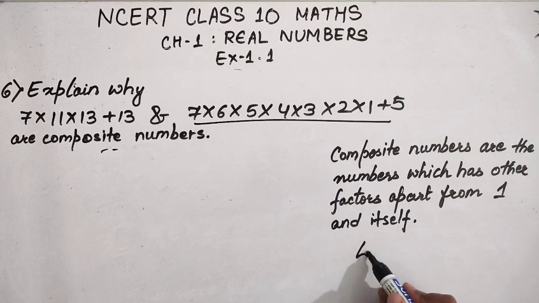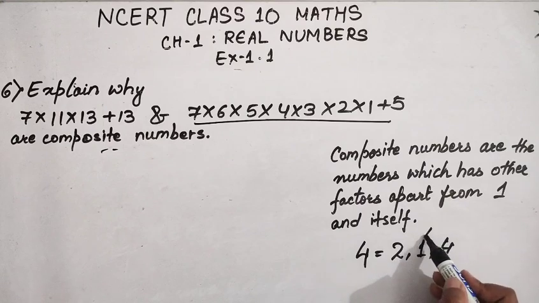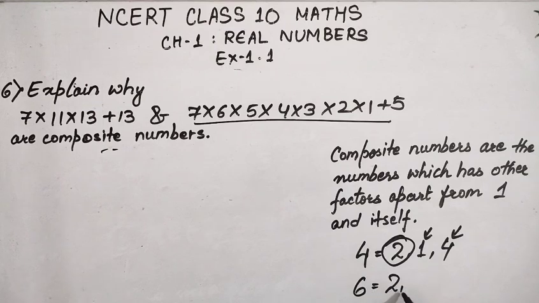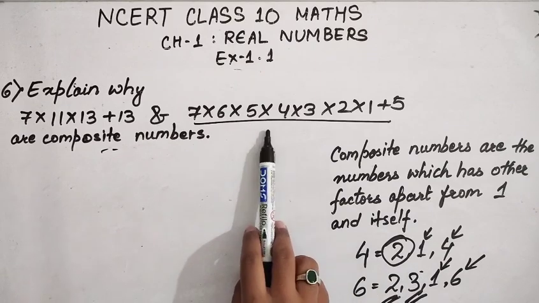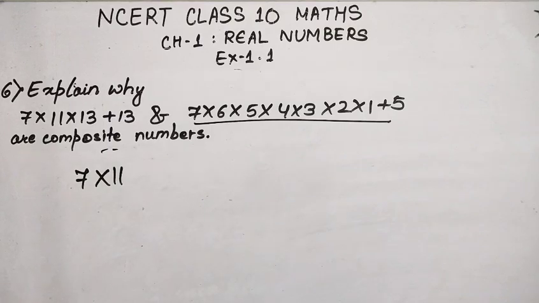Composite numbers, for example 4, how many factors does 4 have? 2, 1 and 4. Apart from 1 and itself, there is another factor. For example, we have 6, that is 2, 3, 1 and 6. Apart from 1 and itself, it has 2 and 3 as its factors. So these are composite numbers. Now we have to check if these two numbers are composite numbers or not. Let us take the first number first.